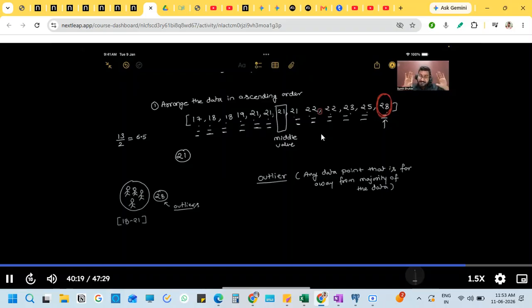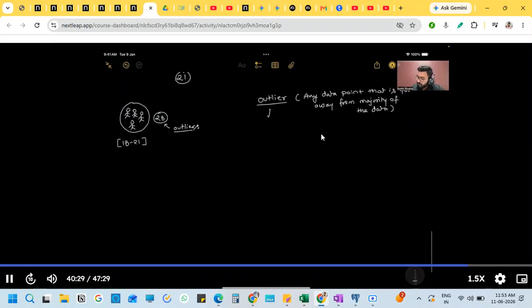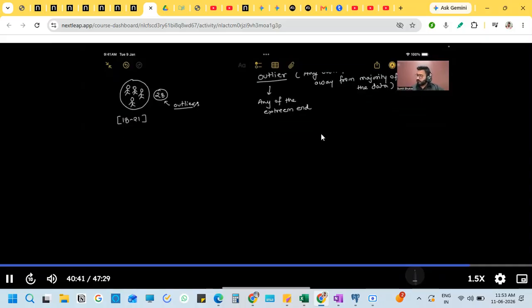So it can either be in any of the extreme ends, either the extreme high or the extreme low. So outliers can be at any of the extreme ends, right? Now, what is the impact of these outliers on these metrics? Let's talk about the impact of outliers on average or mean.